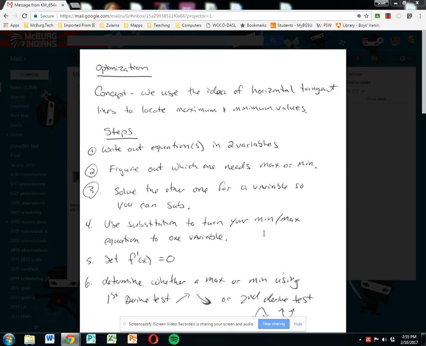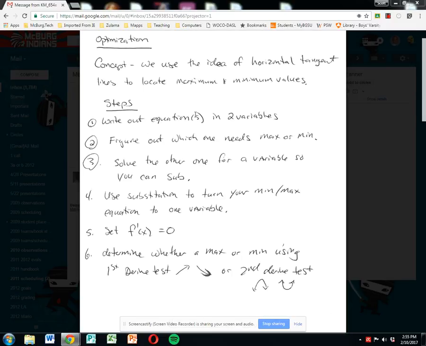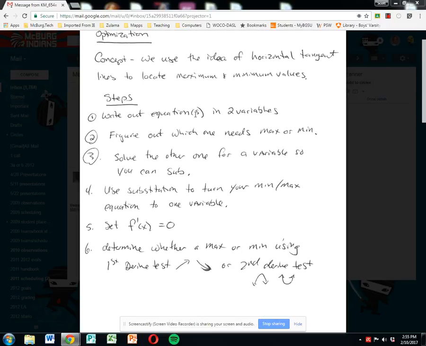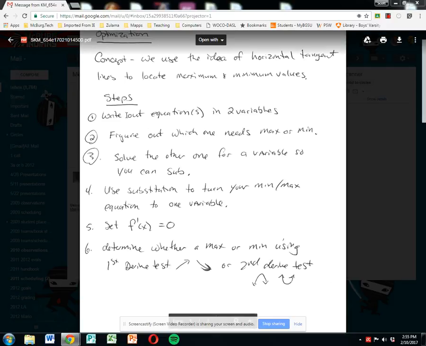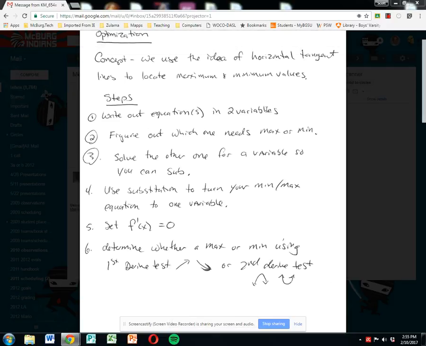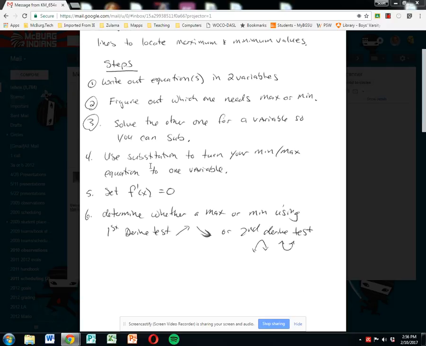So let's take a look at the notes as far as what the steps are in doing these. Obviously, we're going to use the line of horizontal tangents to locate maximums or minimums, and that's going to happen where the derivative equals 0. So the steps would be the following. Write out the equations using two variables. Maybe you use length, width, or x and y, or whatever comes to mind. Then you're going to figure out which one of those equations needs to be a max or a min. Once you do that, take the other equation and solve for one of the variables so that you can sub in. Fourth step, use substitution in your maximum/minimum equation. You want to put it into one variable using substitution.